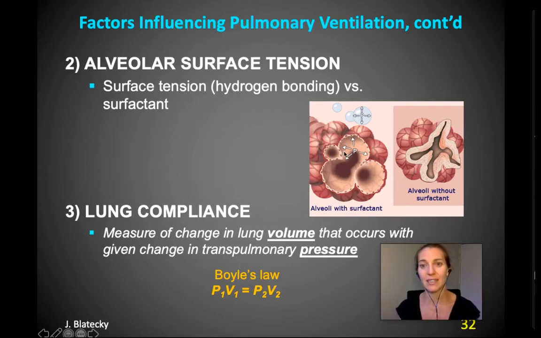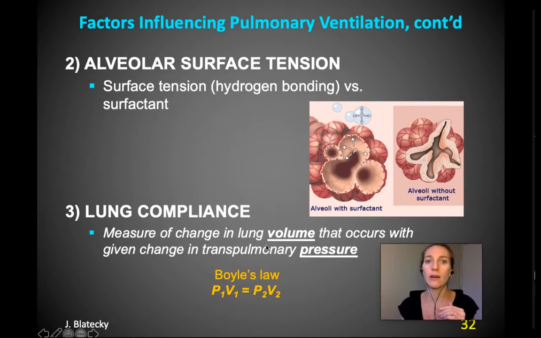So surfactant is a phospholipid. It has a fatty, nonpolar component and a polar component. So it can counteract those forces that are going to compel the alveoli to collapse, and ensure that the alveoli stay open. Surfactant is produced late in the third trimester. So a lot of premature babies don't yet have enough surfactant, and that can impair their pulmonary ventilation, and that's oftentimes seen.